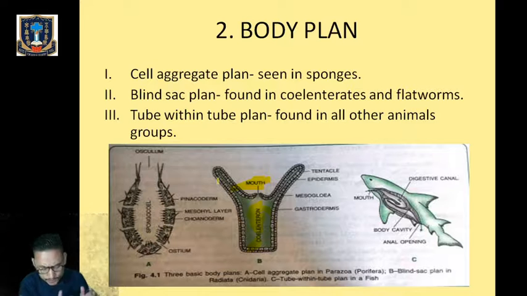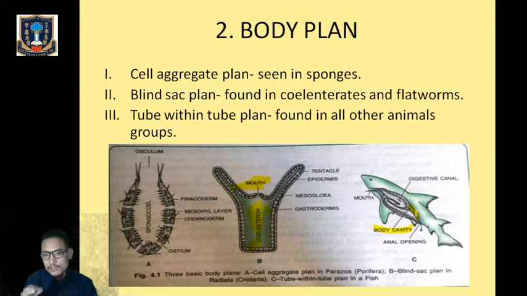All right, in this particular tube within tube plan, which is in the other animal group, the body cavity is the first tube. Okay, the body cavity, if you can see over here. This particular tube is the first tube, and it lies around the digestive tube or the alimentary canal. So it lies near the digestive canal. Over here you have got the digestive canal. So the body cavity is nearby the digestive canal, and it has got openings at its ends.